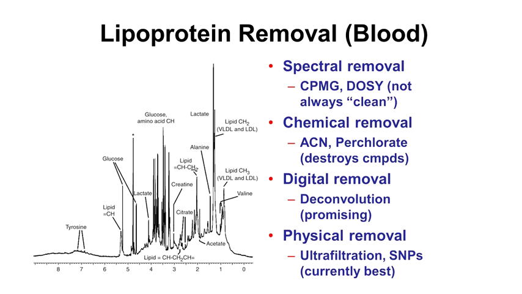The exception is a cold methanol extraction. There's some work now on digital removal, where now that we know what the signals of lipoproteins look like, you can subtract them out, and therefore leave just the sharp signals. So this is a post-collection removal. It's looking promising, but not perfect. MNOVA software has some efforts in that regard. And then there's the physical removal, which is ultrafiltration, the recommended method, or using silica nanoparticles, which can help get rid of some portions of the protein, but not as well as ultrafiltration.